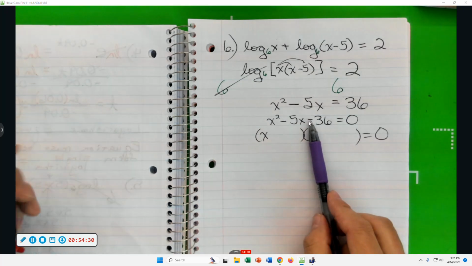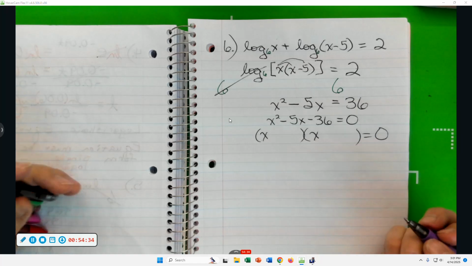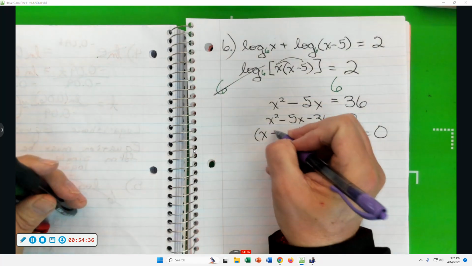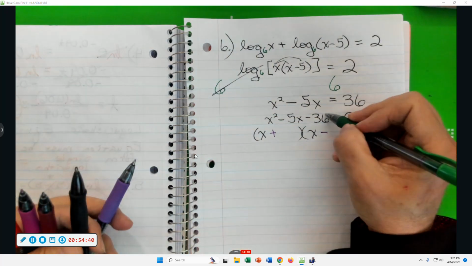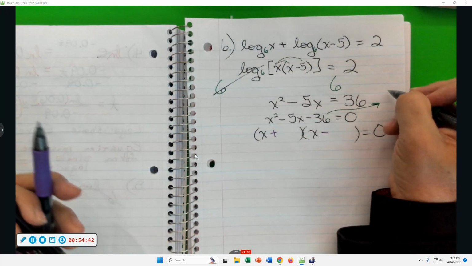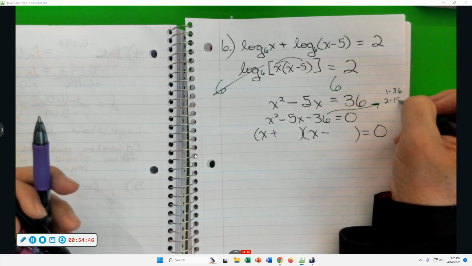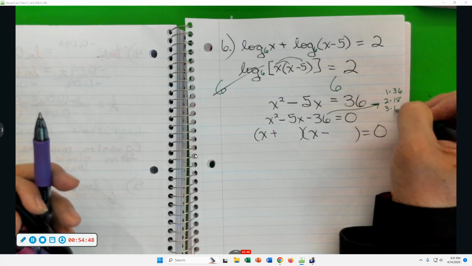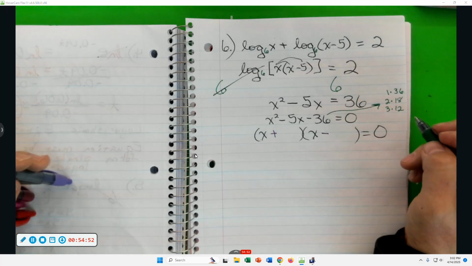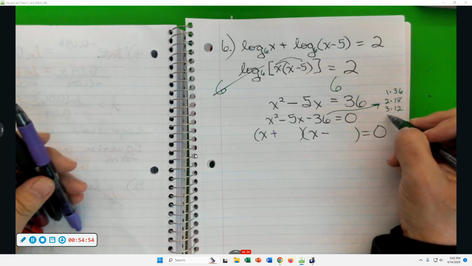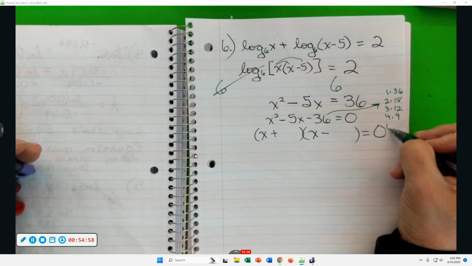Last sign's a minus, so a plus and a minus. I'll go ahead and write them down. And then 36. Let's see, we could have 1 times 36, or 2 times 18, or 3 times 12. Is there another one? 9 and 4. 4 times 9. Is there another one? 6 times 6.